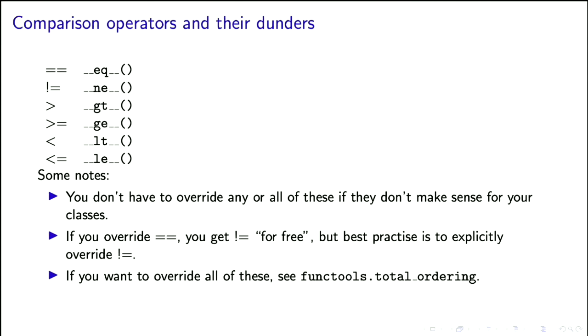If, in your classes, you want to implement all of these, I would encourage you to look in functools. There's a decorator called total_ordering, which basically says, implement __eq__ and implement greater than, or one of the others, and it'll add the rest for you, so save you some effort and get the result you want.